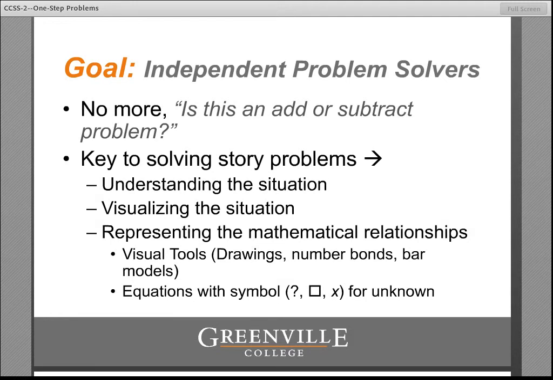But it is a good idea to use a variety of symbols for the unknown so that the children develop some flexibility and understand that the symbol is really a place marker that just means we're searching for, what number would make sense here to make these statements or equations true. If they have only ever seen it one way, they're less likely to be flexible.